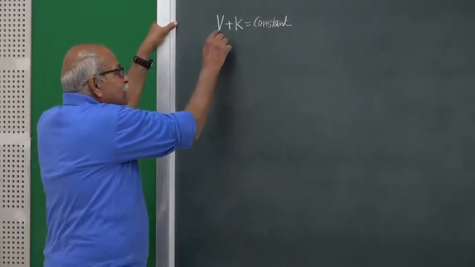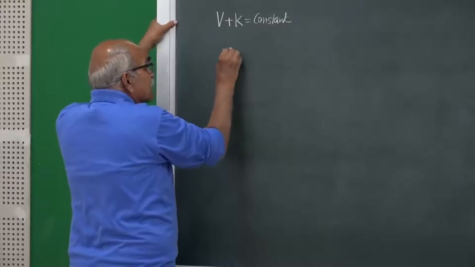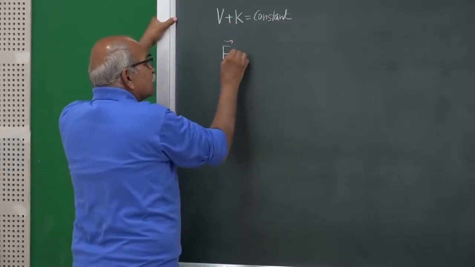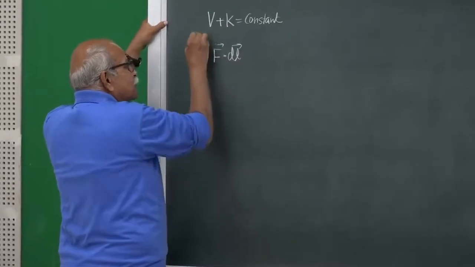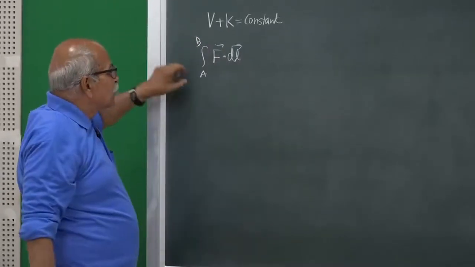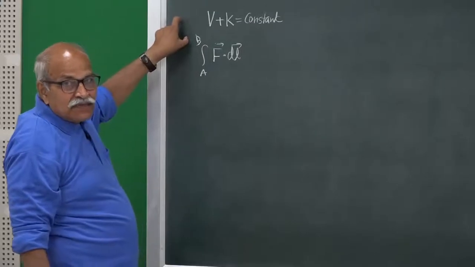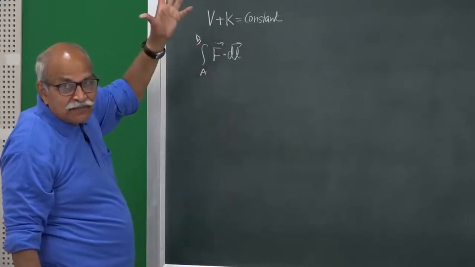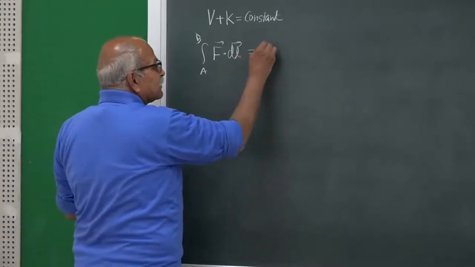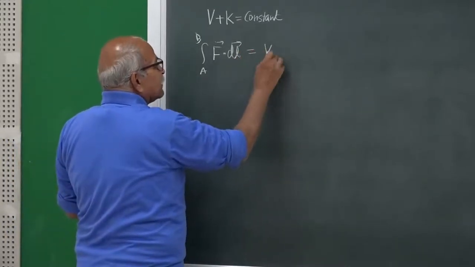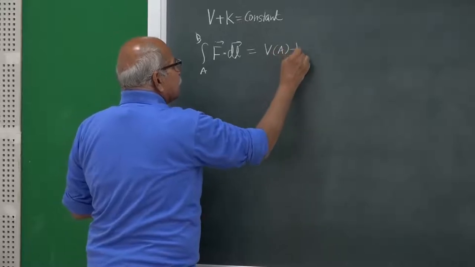And how we define this V, remember that F dot dl integrated from a point A to B. Now I can talk in terms of point A to B because this is a conservative force and the path is not important, only the end points are important. This we define as V1 or VA minus VB.